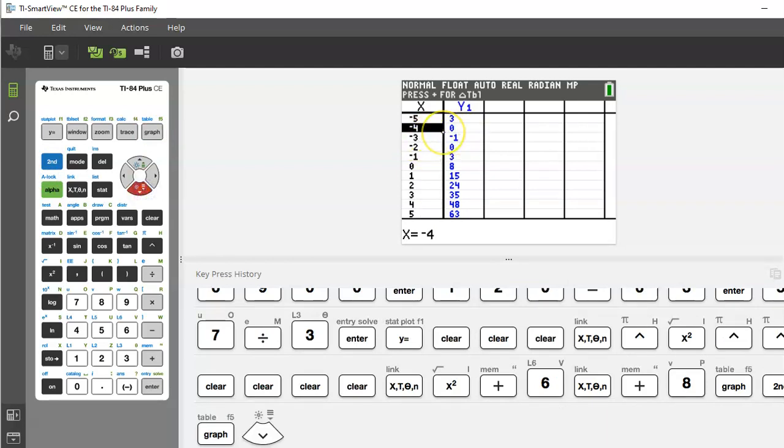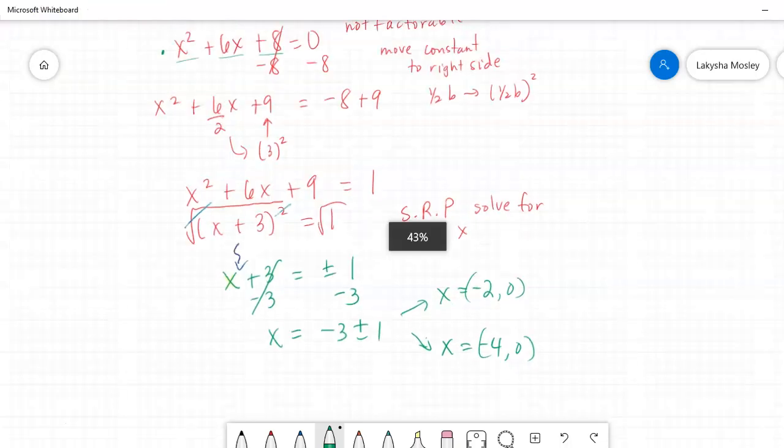There's one at negative 4, 0, and then look, negative 2, 0. So see, those are my two roots, or my two x-intercepts. All right, so that should make sense. All right, so that takes care of this one.